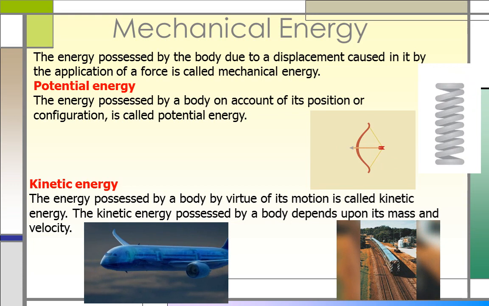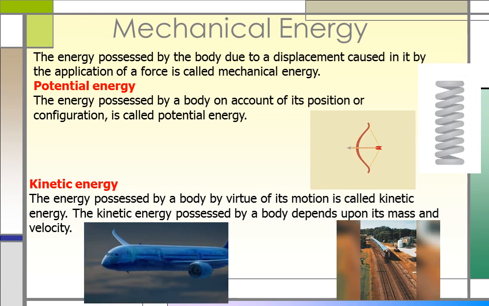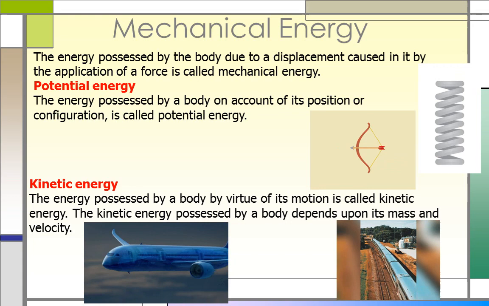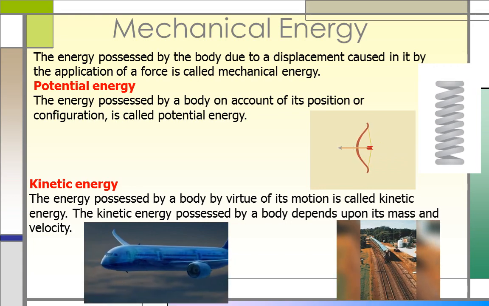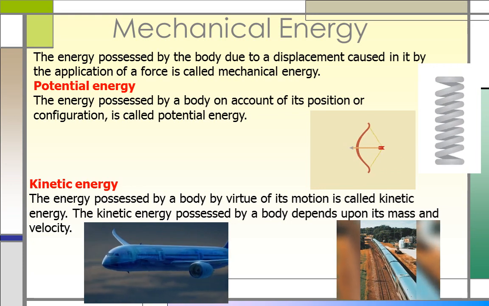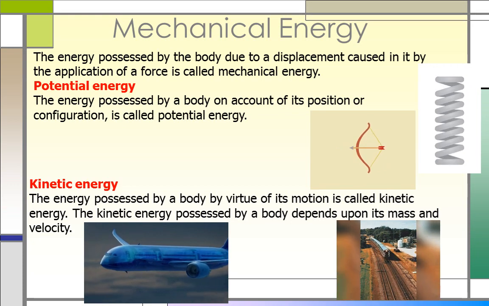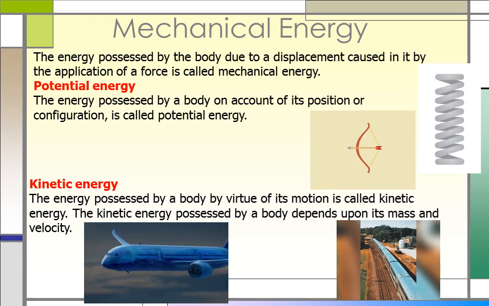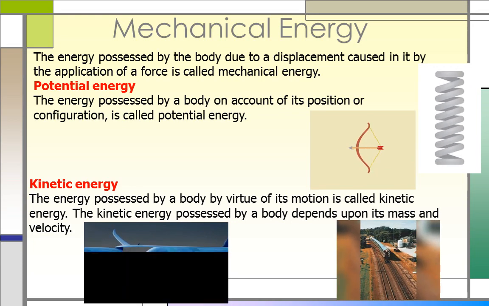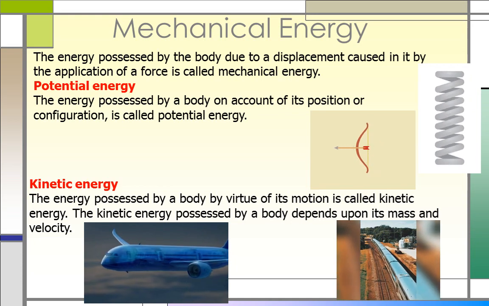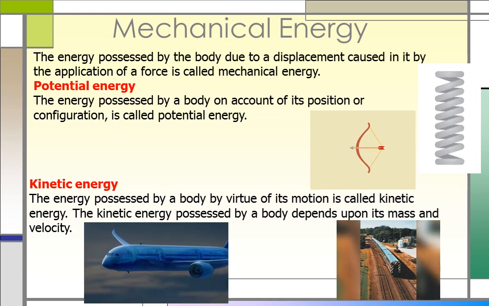For example, a flying aeroplane, actually it is moving, or we can say that it is in motion. That is why it possesses kinetic energy. Clear? Our second example can be a speeding train. It has also kinetic energy. Clear? So the kinetic energy is the energy possessed by a body by virtue of its motion. Clear?